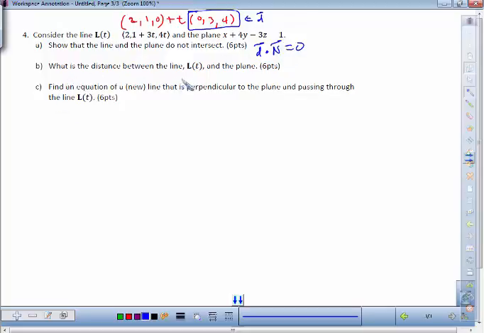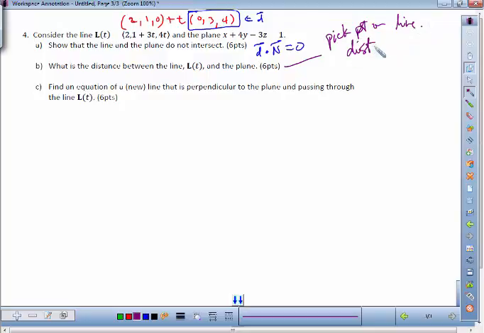What's the distance between the line and the plane? So to find the distance between the line and the plane, I would suggest for you to just pick a point on the line. And that point is 2, 1, 0. That's our starting point for the line. And then find the distance using the distance formula. So the distance formula should be something that you should have in your notes, unless you have it memorized already, in which case you're all good.